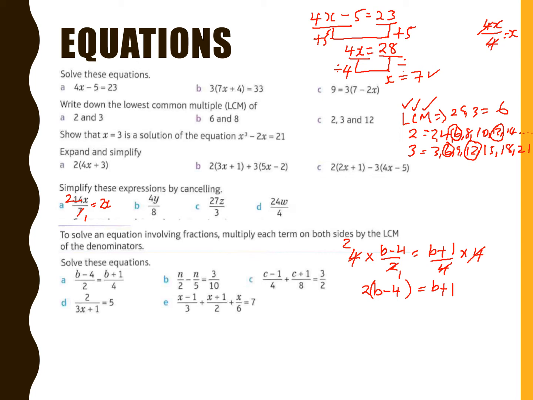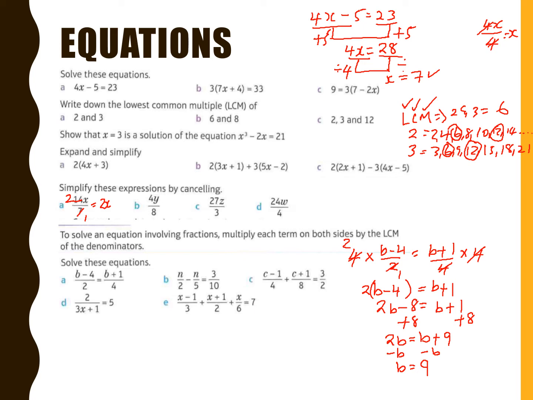Expand this bracket. So 2b minus 8 equals b plus 1. We're going back to this. Whatever you do on one side, you have to do on the other side. So I want all the b's on one side, and then I want the numbers on the other side. So if I was to do plus 8 on here, I'll end up with 2b equals b plus 9. And then minus b here, I end up with b equals 9.